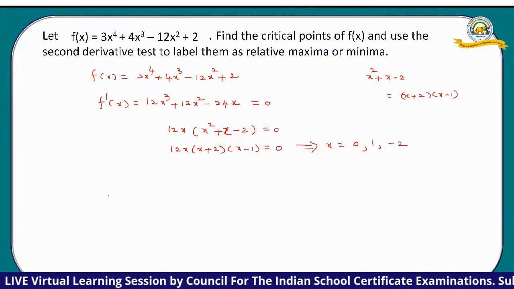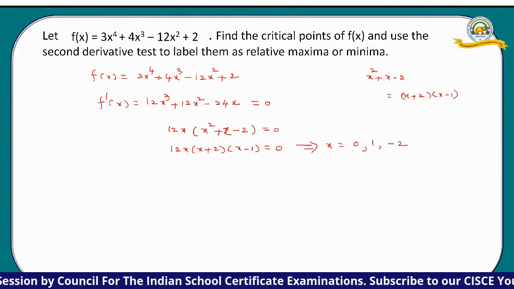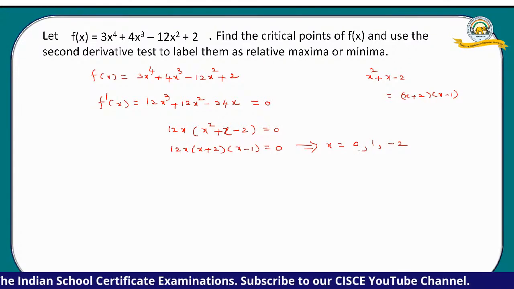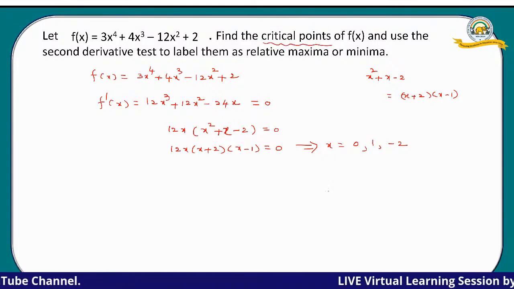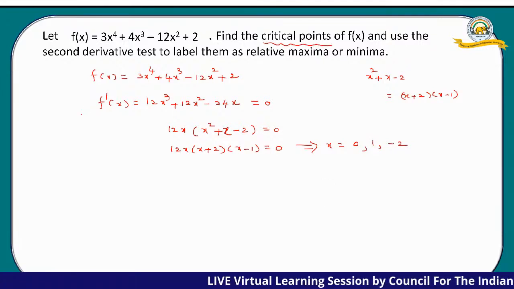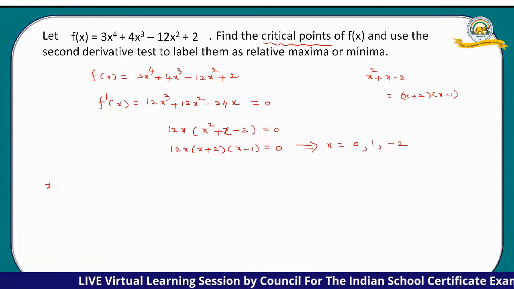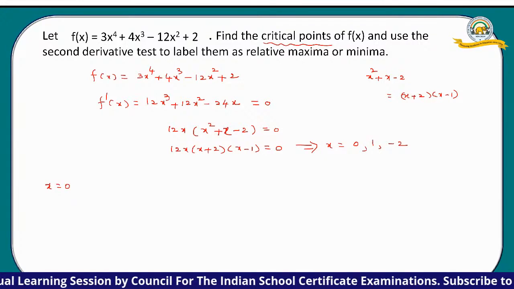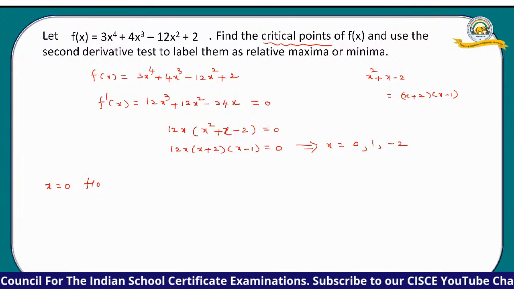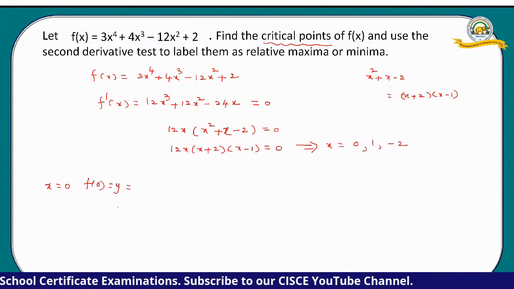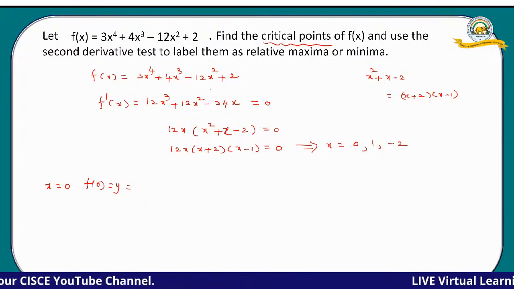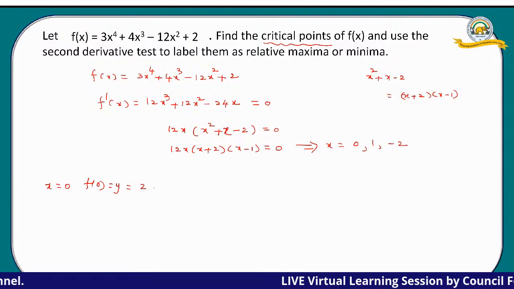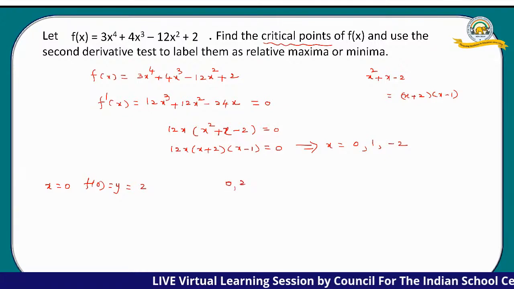So you need to verify at each value of x whether it is a maxima or minima. First, they ask to find the critical points. Critical points means you need to find the corresponding value of y, where y is nothing but f of x. At x equal to 0, if you substitute in the function, y equals 2. That means one of the points is 0, 2.